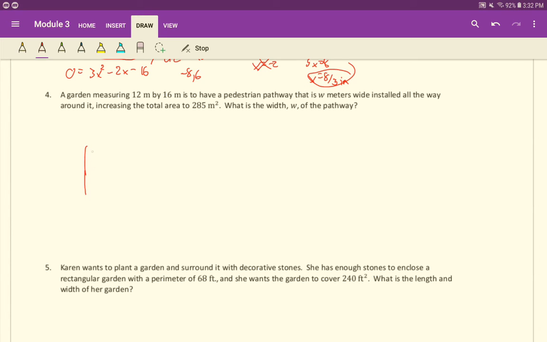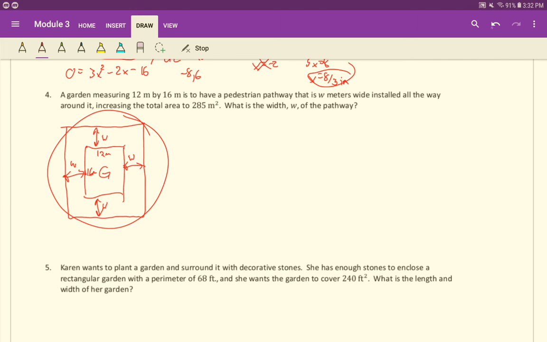This is a bit of a trickier one to picture unless we draw a picture here. So the measurement of the garden, we'll use that as capital G there, is 12 meters by 16 meters. We're going to add a W meter wide path around the outside here. So our path is going to go kind of like this around the outside. And the width from here to here is going to be W, but so is the width from here to here, also going to be W, and this width will be W, and this width will be W. And the total area of this whole thing is 285 square meters.